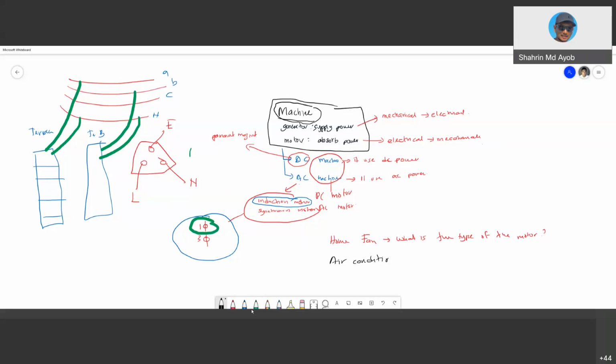Then your air conditioner, what type of motor? Is it single phase or three phase? Air conditioner. Yeah, single phase. Single phase DC motor or AC motor?